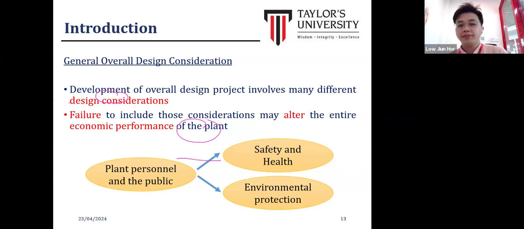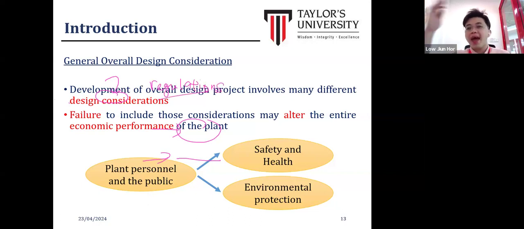And all of these aspects, external factors, and also the regulations given by our government should always be addressed and considered in every step involved in our chemical plant design. And when you try to include all these external factors, regulations, and considerations, all of them will actually influence and change the economic performance of the chemical plant design that we are going to design.